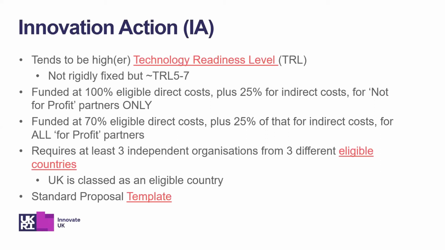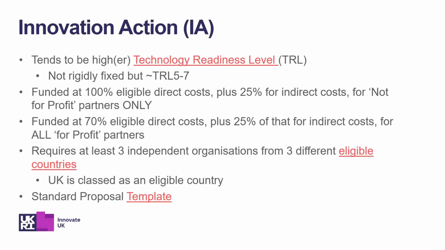But because the innovation actions are at a higher technology readiness level, only not-for-profit partners are funded at the 100% rate. Anybody who is a for-profit, whether you are Airbus, Rolls-Royce, IBM, the big companies, or whether you are a singleton SME, then everybody who is in it for a profit will only get 70% of their eligible direct costs, plus another 25% of that for their indirect costs.